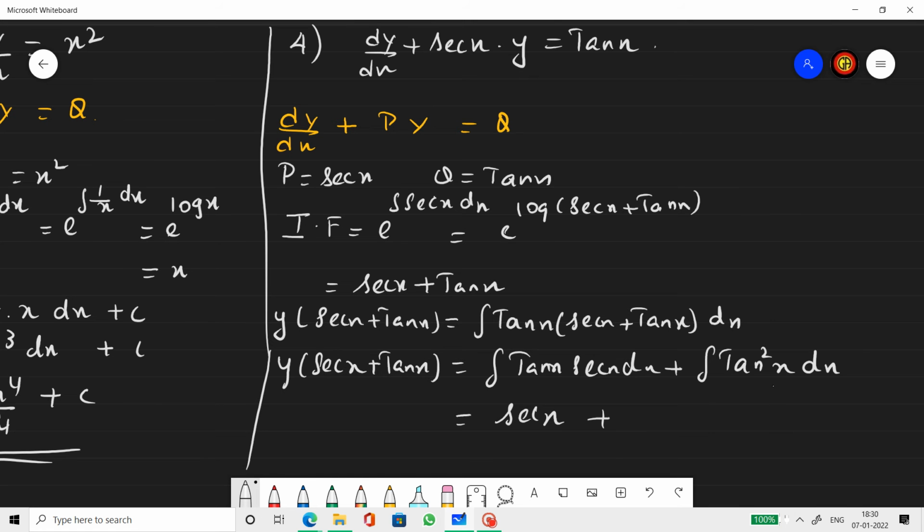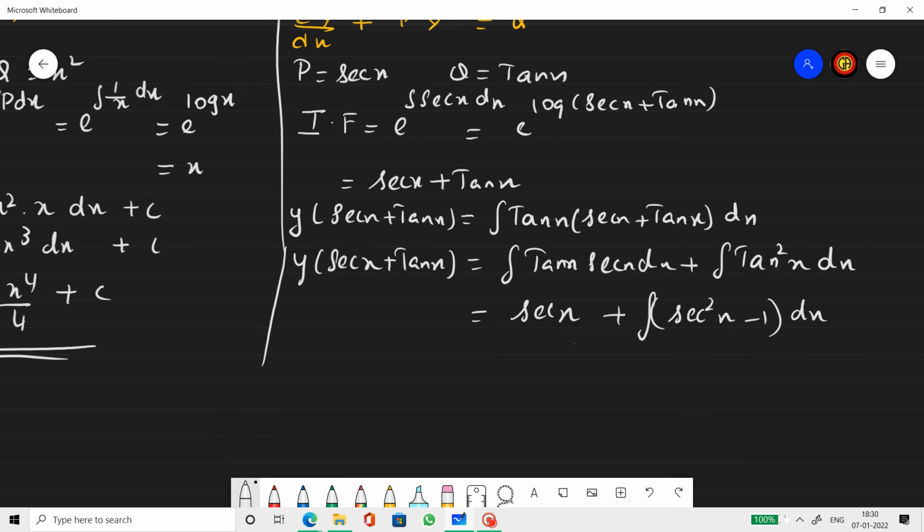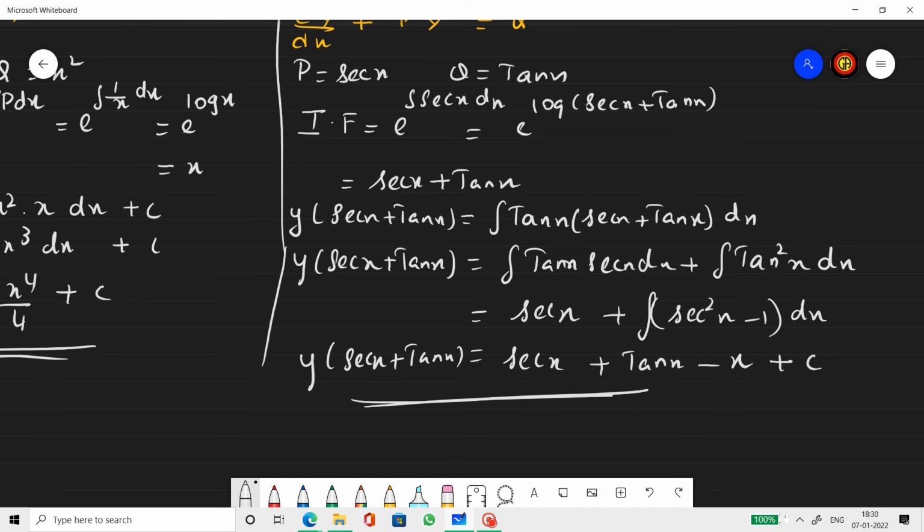Whereas for tan square x, we don't have a straightforward integration, but we can write tan square x as sec square x minus 1 using the trigonometric identities, and then we can integrate it. So it is: integration of sec square x is tan x, and integration of minus 1 dx is minus x plus c. So y equals tan x minus x plus c is the answer.